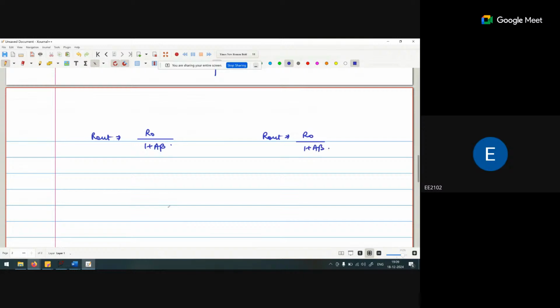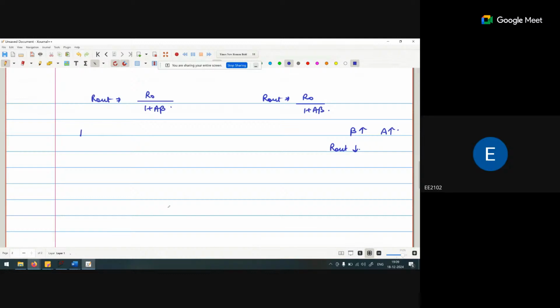Okay. Now if I increase the beta value or increase the gain value, what is the effect? My R out will be reducing, because if beta increases, the A beta factor increases, the 1 plus A beta factor increases, and R out decreases.